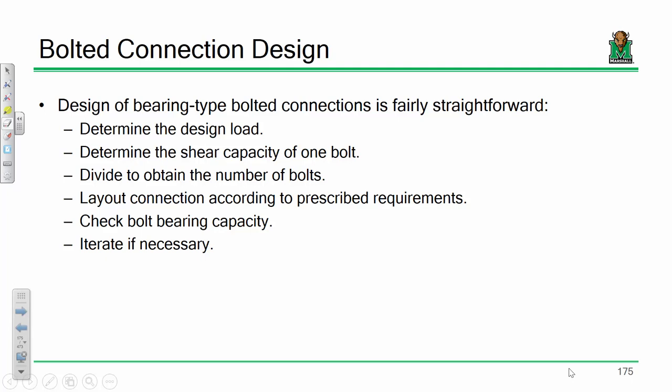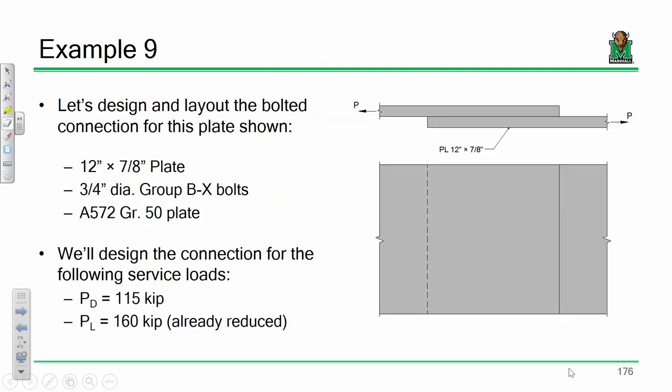All right, any questions? All right. So now I have a connection, and notice how the diagram is very vague. There's not a lot of dimension, because we're in connection design mode, and so I really don't know anything about the connection. The only thing I know is that I have a plate lapped on top of another plate. That's it. This connection is going to be designed to hold up a dead load of 115 kips and a live load of 160 kips. We'll assume that live load reduction's already been done. We're going to assume Group B bolts, we're going to say the threads are excluded. We have A572 grade 50 plate.